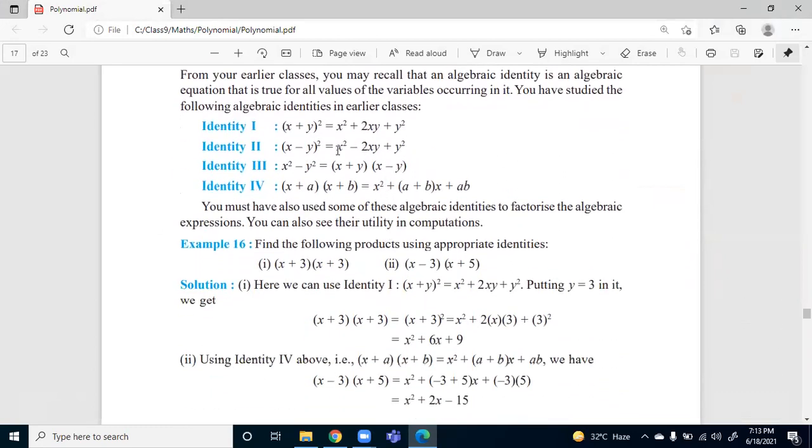So the first 4 identities we already know from our class 8. So I'm just recalling them. (x + y) whole square is given by x square plus 2xy plus y square. And identity number 2 is (x - y) whole square, then it is x square minus 2xy plus y square. Identity number 3 is x square minus y square, so that is (x + y)(x - y). And the last identity is (x + a)(x + b), that is x square plus (a + b)x plus ab. So I'm hoping this identity you all know.